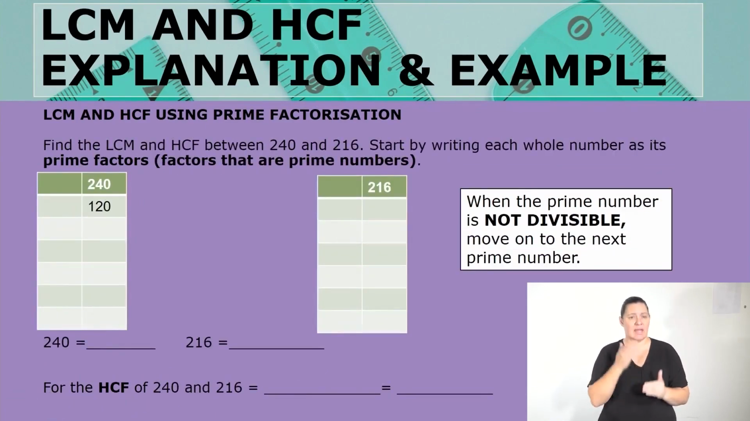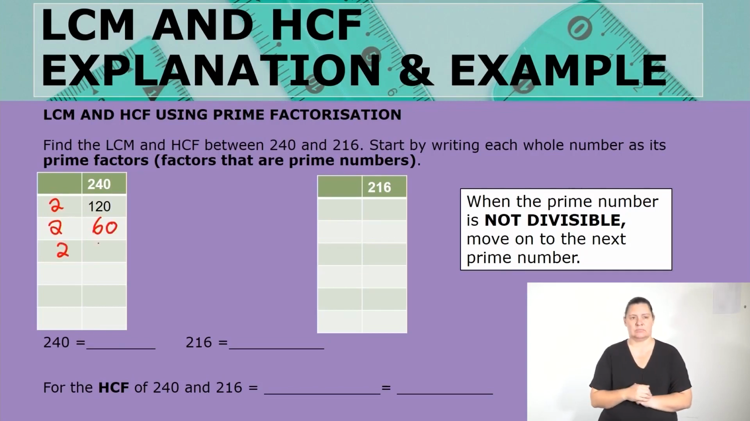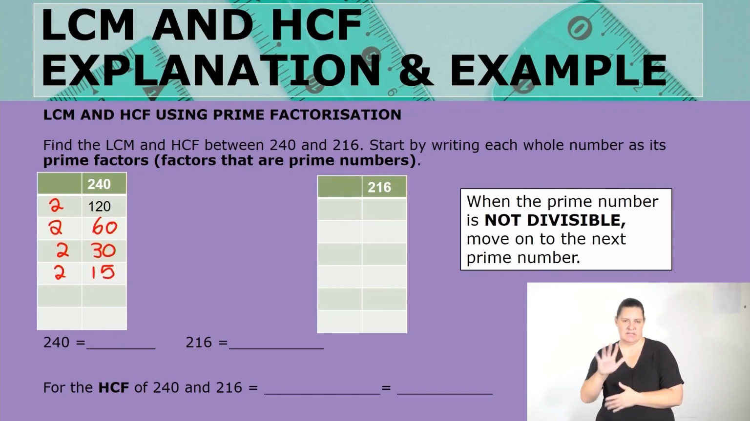So let's end our lesson with finding the LCM and the HCF between 240 and 216. So let's start by writing each of the numbers as their prime factors. We are going to say 240 divided by 2, that gives us 120. We divide by 2, that is 60. We divide by 2, gives us 30. Divide by 2, gives us 15.